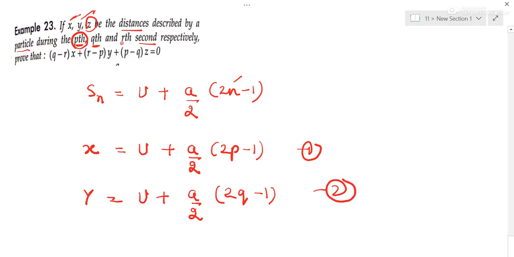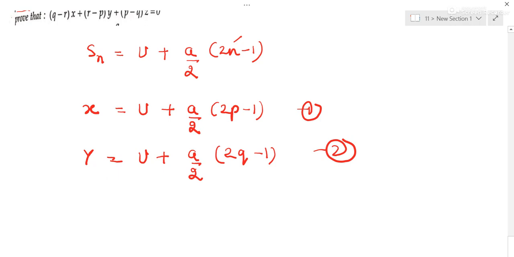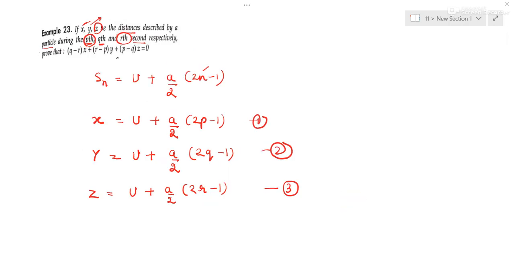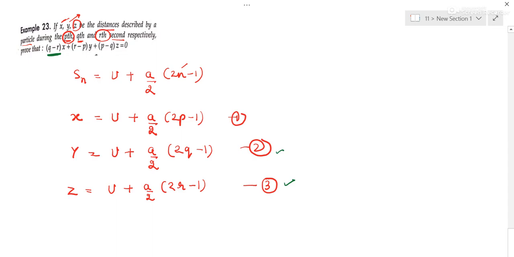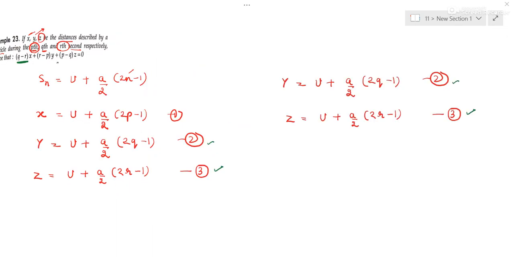Now z is the distance in rth second, so it will be z equals u plus a by 2 into 2r minus 1. This is the third equation. So all three equations are ready. We have to prove something. You can see here it is written q minus r, so r needs to be subtracted from q. So we'll subtract the third equation from the second.